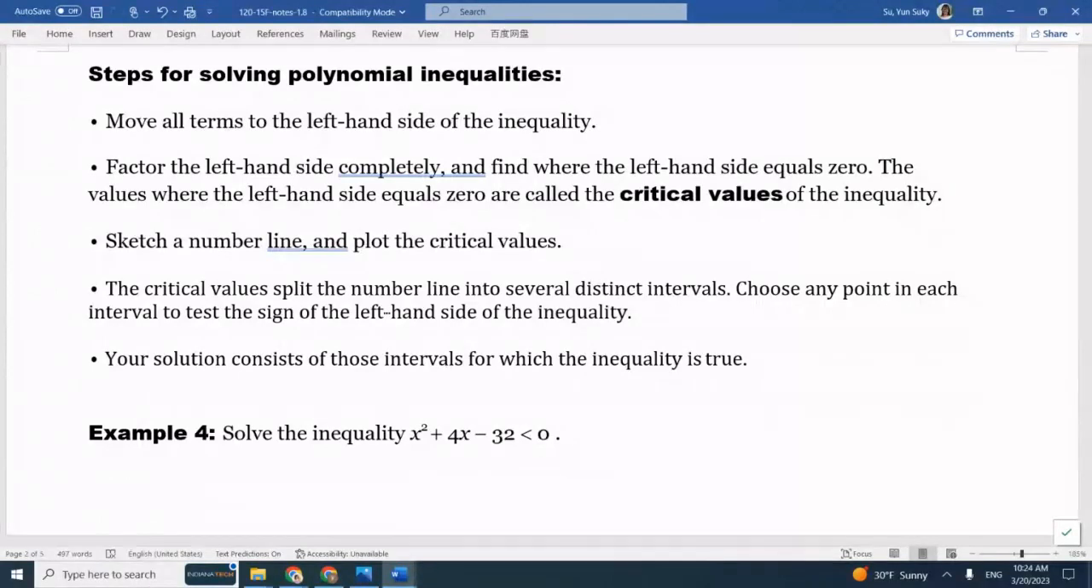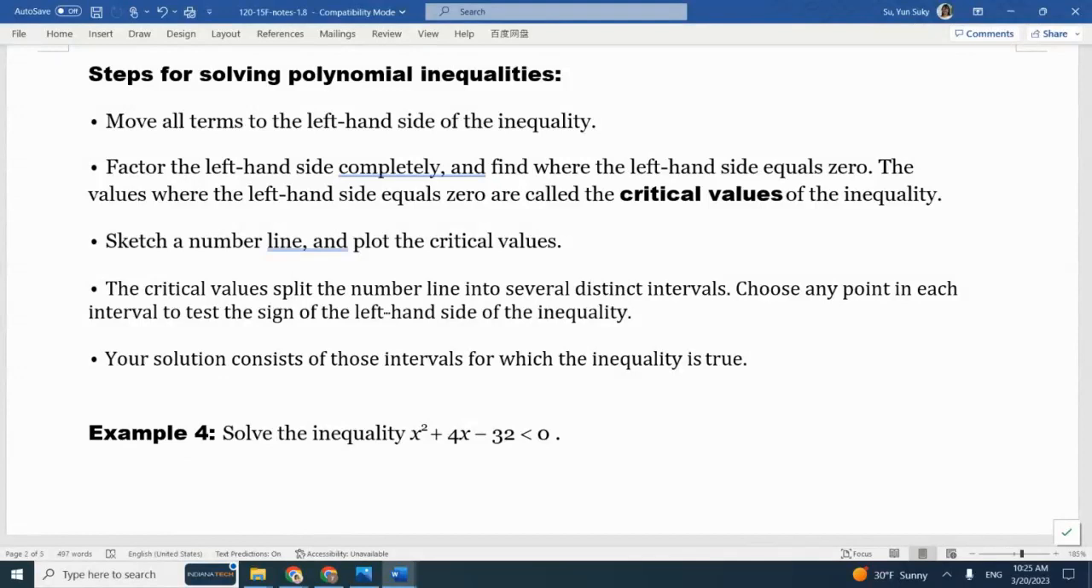The values where the left-hand side equals 0 are called the critical values of the inequality. Sketch a real number line and plot those critical values. The critical values split the number line into several distinct intervals. Choose any point. This is the test point method. You pick any point from each interval, and then you see whether the expression is positive or negative. But we don't do that. We use method 2.